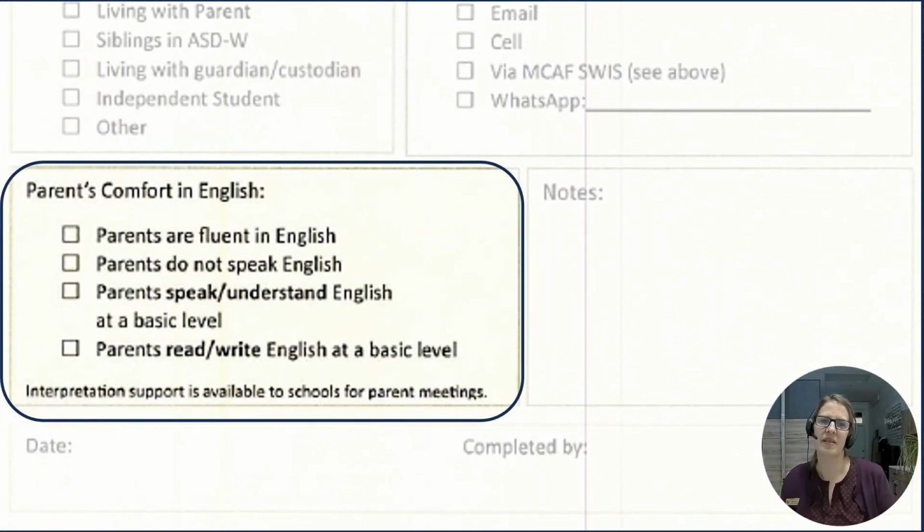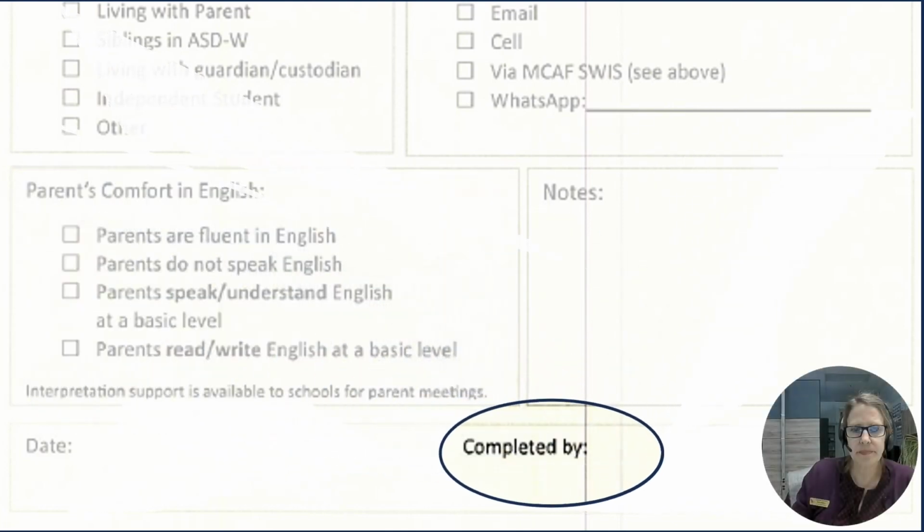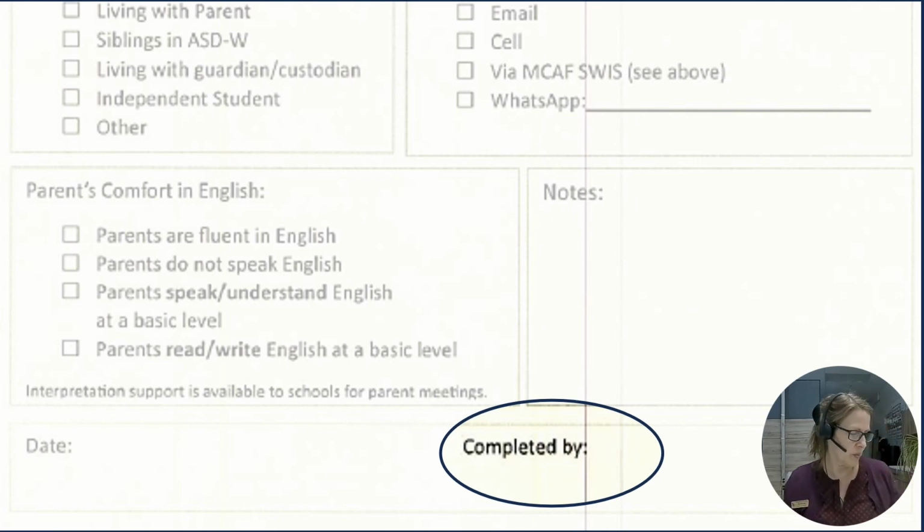This section talks about the parent's comfort with English. Keep in mind that sometimes one parent is quite fluent in English and the other parent may not be. So we try to make that clear in this section. Finally, you will see the name of the person who completed the registration meeting. In most cases, that will be Tom or myself. Sometimes when we have a high volume of registrations that need to be done, we do have members of the EAL team that are helping with registrations. But most of the time, you will see my name or Tom's name on the bottom of this.